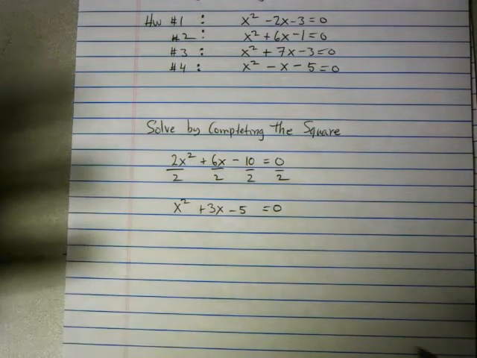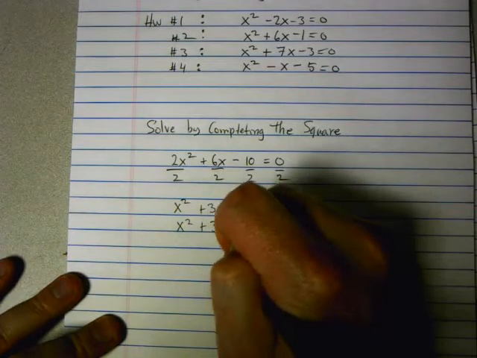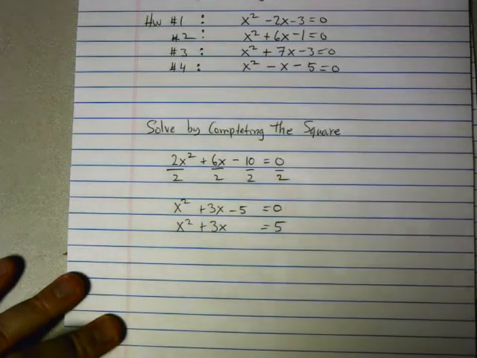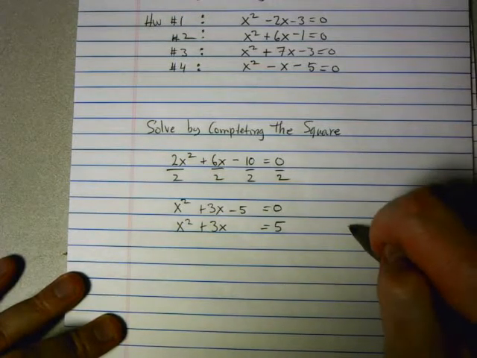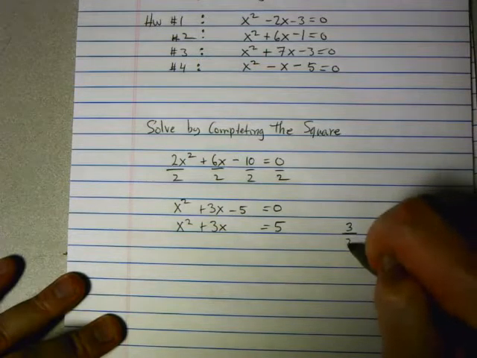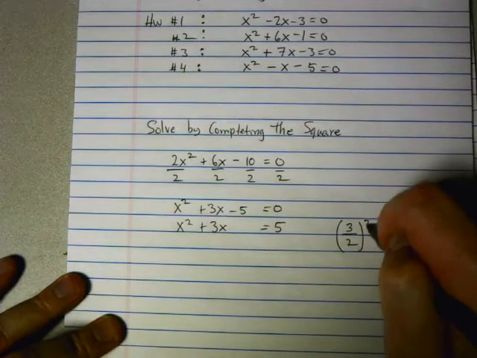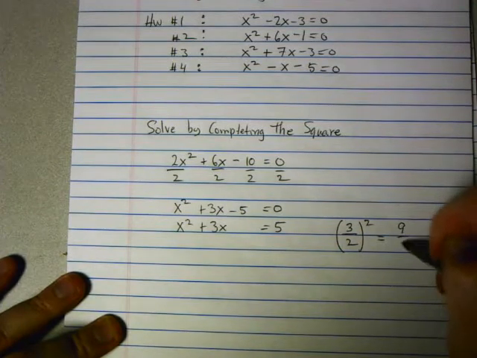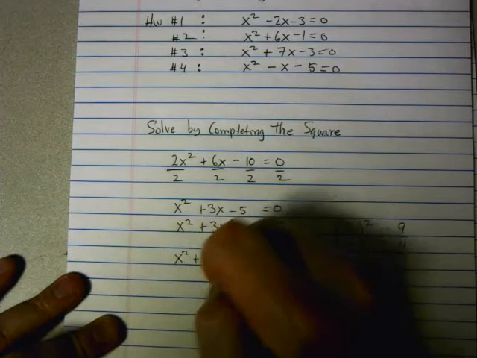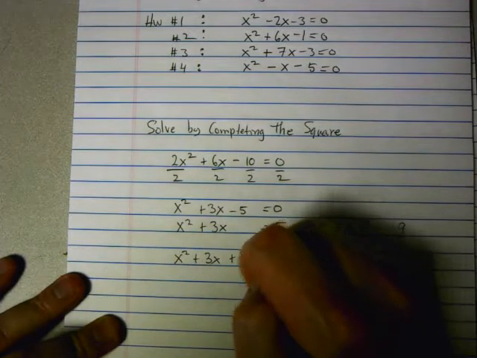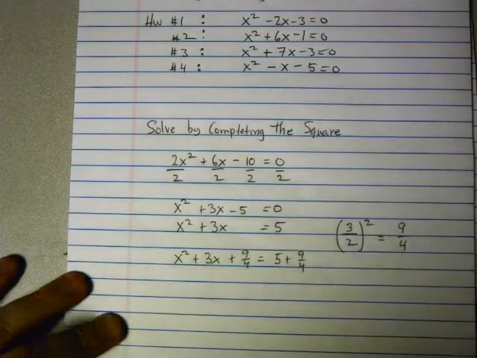Now, we complete the square just like we did on all the other problems. We move the 5 over. We find the magic number that we have to add, and in this case we're going to have to deal with fractions a little bit. We take the number in the middle, the 3, we divide it by 2, and we square it. That gives us 9/4. So we add 9/4 to both sides. x squared plus 3x plus 9/4 equals 5 plus 9/4.